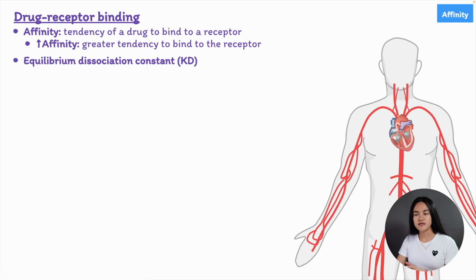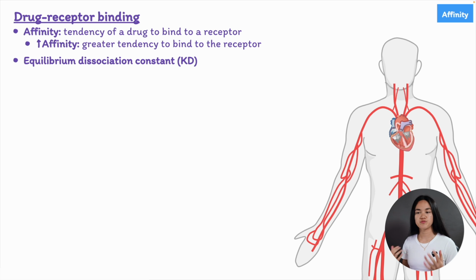So understanding the affinity of a drug for its receptor is crucial in pharmacology because it helps us predict how strongly a drug will bind to its target and how effective it will be in producing the desired therapeutic effects. So before we break down the dissociation constant, let's first understand what drives the binding of drugs to receptors.